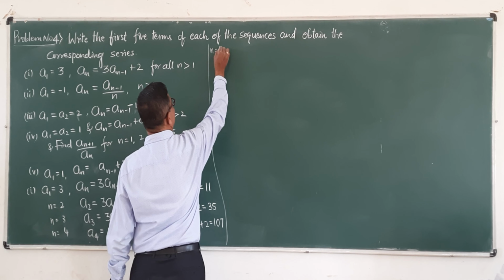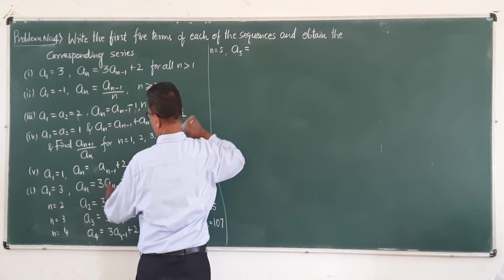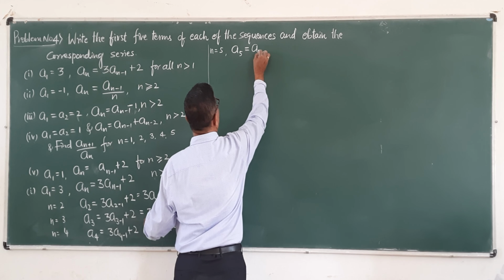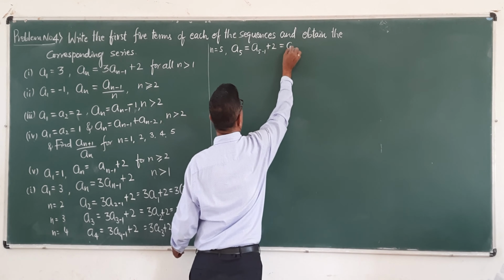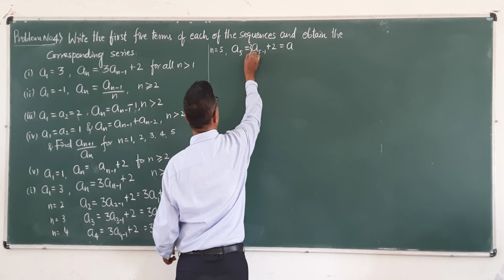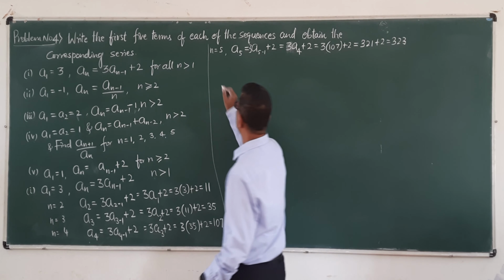Because to find 5 terms, put n is equal to 5. a5 is equal to 3 a5 minus 1 plus 2. Now here 3 a, 5 minus 1 is 4, plus 2. That is 3 into, what is a4 value? a4 value is 107, right? Plus 2. That is 3 into 107, that is 321, plus 2. That is 323. Okay, we want 5 terms.